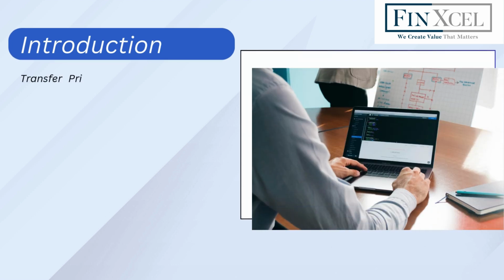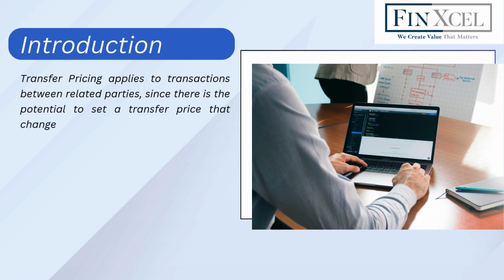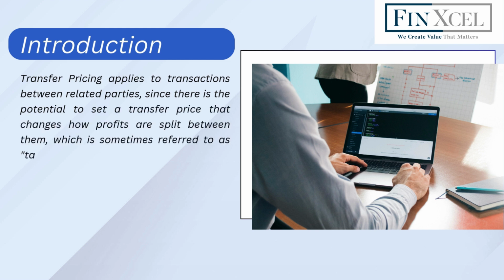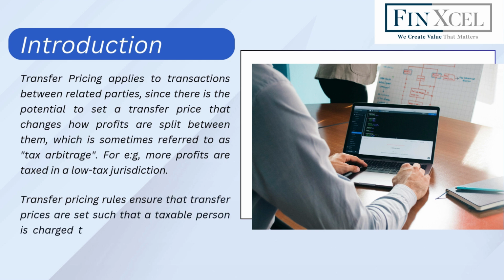Introduction. Transfer pricing applies to transactions between related parties since there is the potential to set a transfer price that changes how profits are split between them, which is sometimes referred to as tax arbitrage. For example, more profits are taxed in a low-tax jurisdiction. Transfer pricing rules ensure that transfer prices are set such that a taxable person is charged tax on their fair share of the profit.